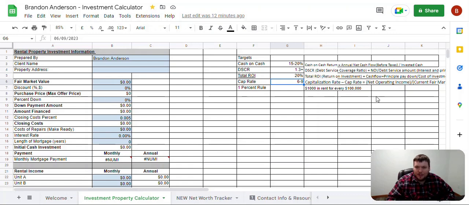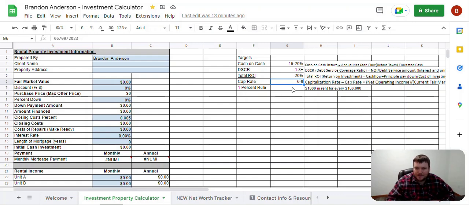And the only reason I use this, because it really doesn't tell you much, is just if you're talking to a guy on a phone quick, or if you have a buddy that's selling a place, you can just in your head instantly know, is this going to be a terrible deal or does it have potential? And so basically you just need $1,000 in rent for every 100,000 that you're paying for the property. So if it's a $250,000 property, you need 2,500 in rent. And so it's super simple.